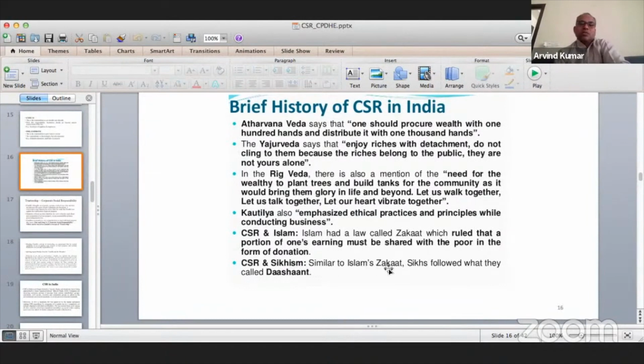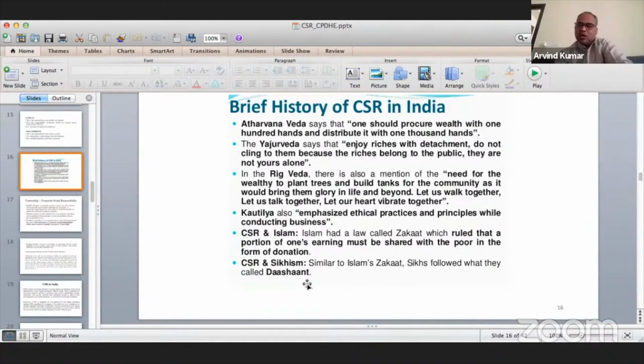Similar to Islam's zakat, Sikhs followed what they called daswandh. The basic idea of these practices is that a certain amount of earning must go to the social cause, be it in the form of service, be it in the form of donation, or be it in the form of any other cause. So serving the society may have numerous ways.